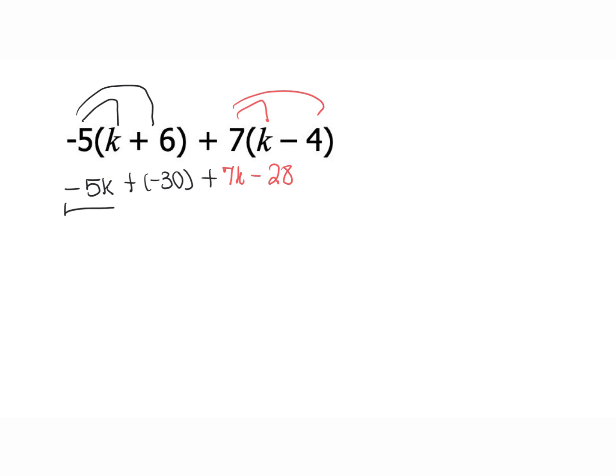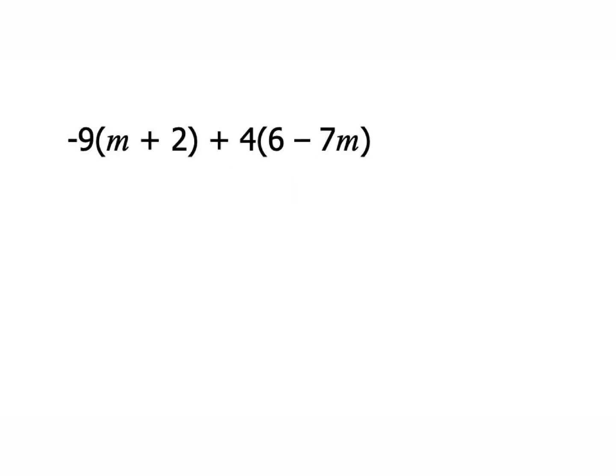Now we're going to combine like terms. This negative 5k and this 7k can be combined. So we have 2k. And then negative 30 plus negative 28, or minus 28, is going to be negative 58. So our answer is 2k minus 58.